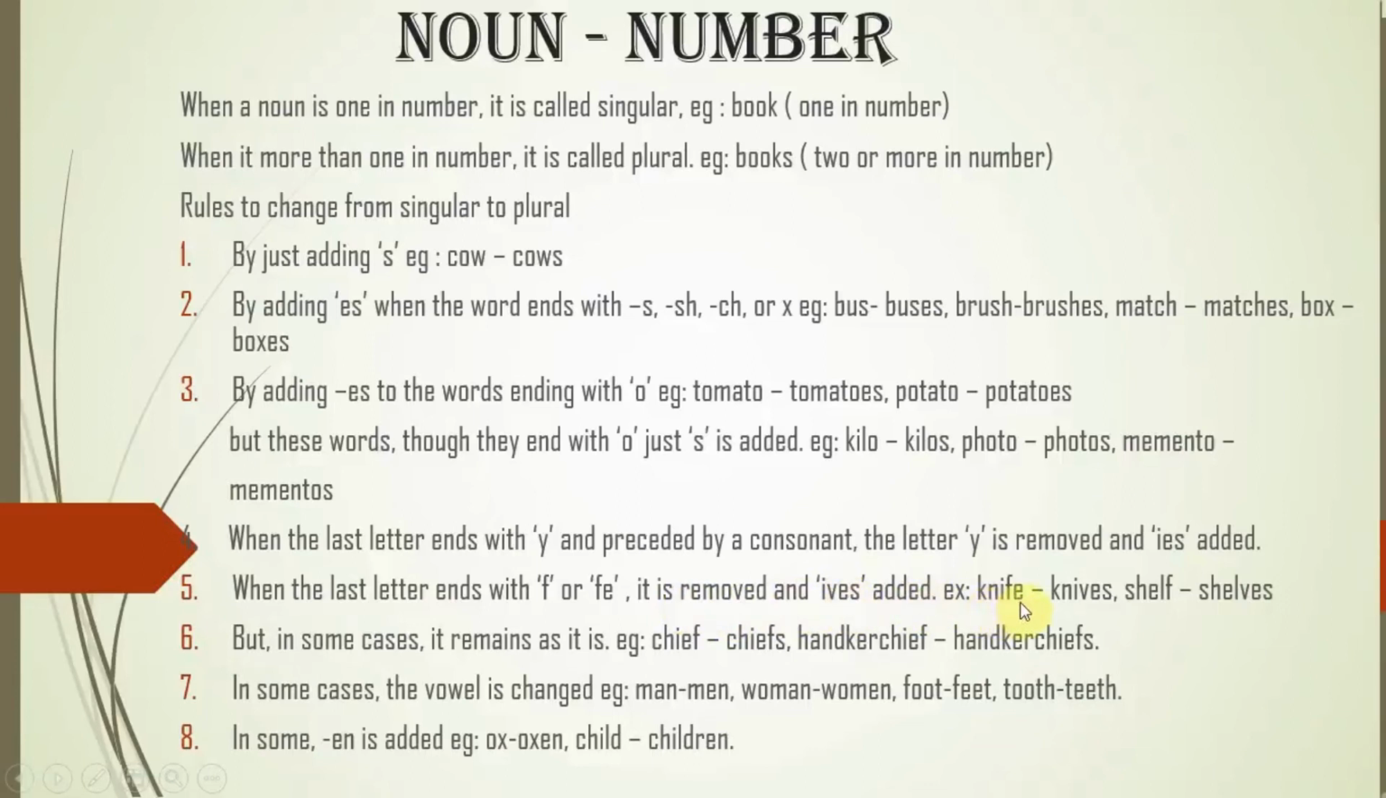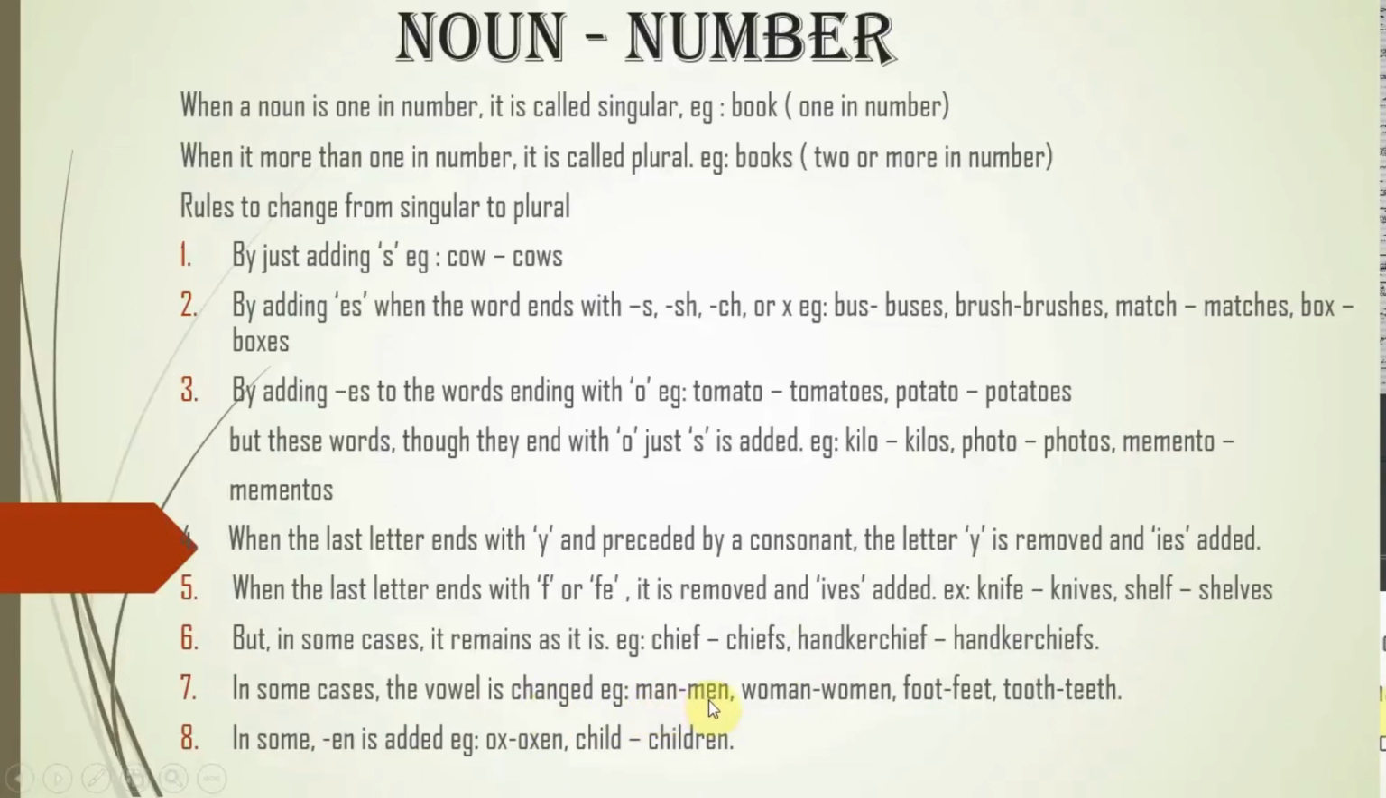When the last letter ends with F or FE, it is removed and VES is added. For example, knife, knives, shelf, shelves. But in some cases, even though it ends with F or FE, we cannot add VES. We have to just put S over there. For example, chief, handkerchief.